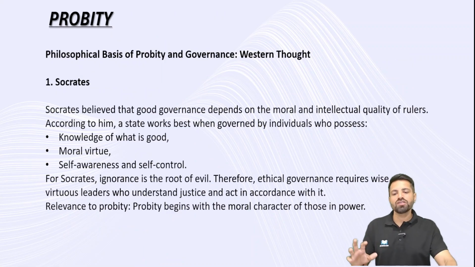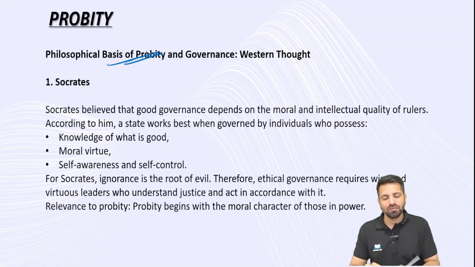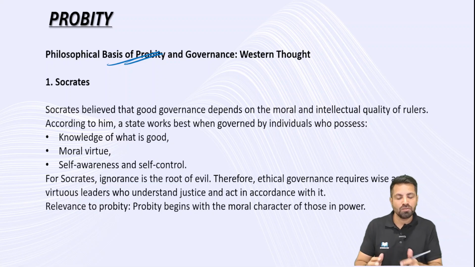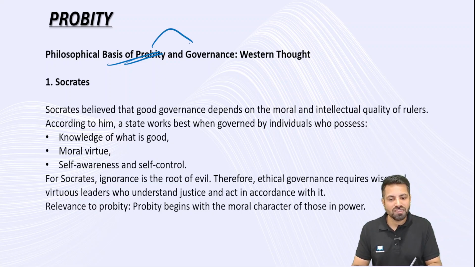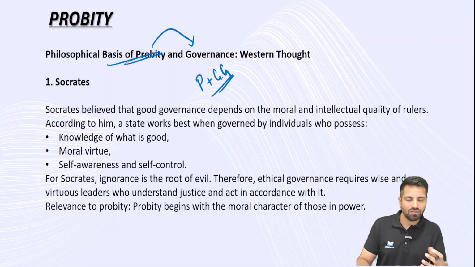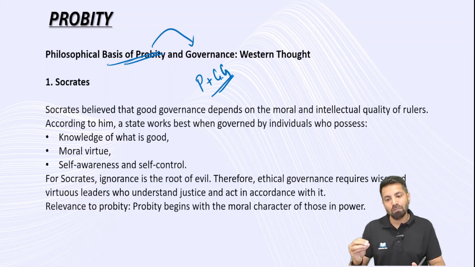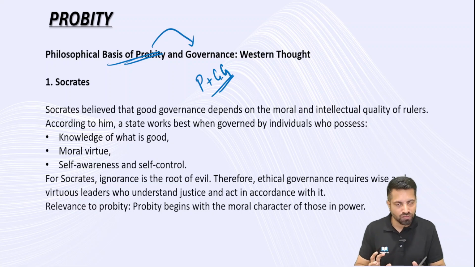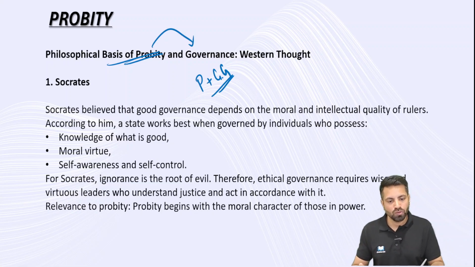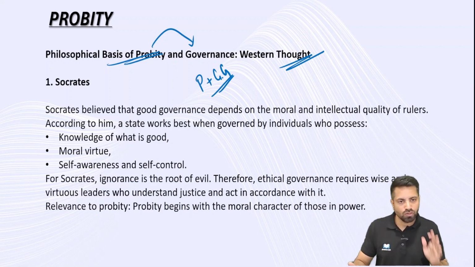Now let's see the philosophical basis. Let's see the support to this concept. Now we understood probity is necessary for government. So we came to the conclusion probity is necessary for good governance. In order to convert governance into ethical governance, probity is very much important. But there is a philosophical backing also. It is not only a modern phenomenon. Even Western philosophy supports it, Eastern philosophy, Indian philosophy also supports it.